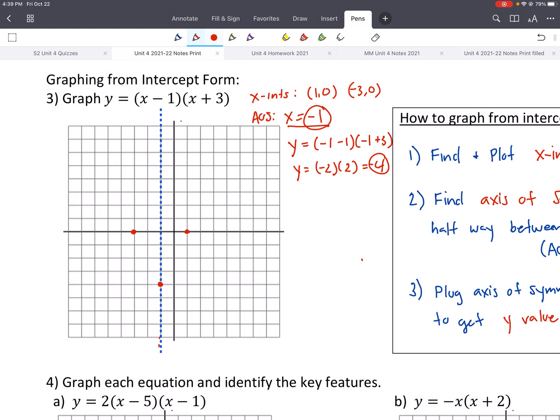And then we'll use our growth pattern. A is 1, so we're going to go up. We're going to go over 1, up 1, over 1, up 3, over 1, up 5. And we'll do it on the other side as well.